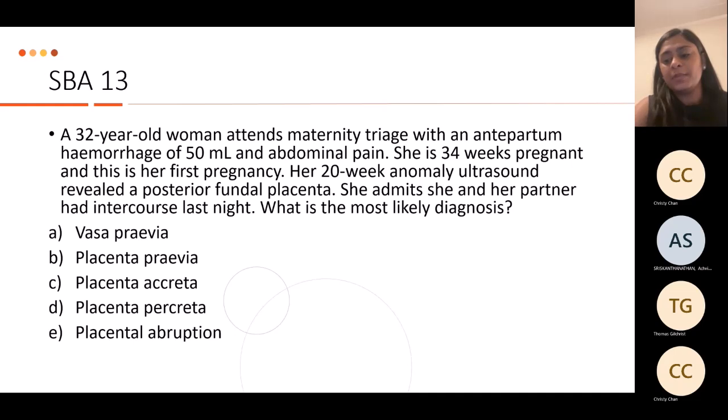So we'll move on to the next one. 32-year-old woman attends a maternity triage with an antepartum hemorrhage of 50 mils and abdominal pain. She's 34 weeks pregnant in her first pregnancy, and her 20-week scan revealed a posterior fundal placenta. She admits that her and her partner had intercourse last night. What's the most likely diagnosis?